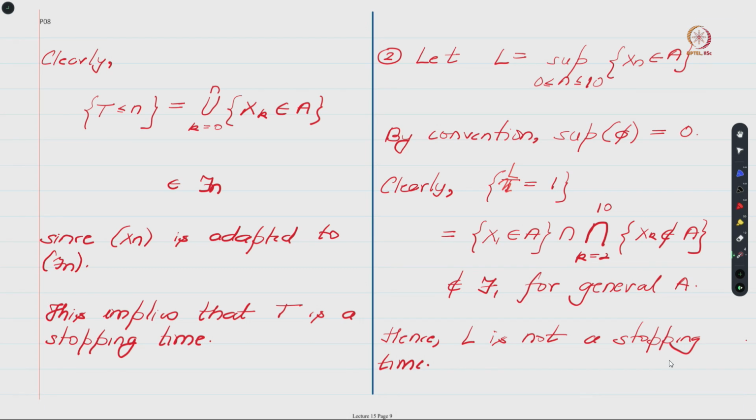So I hope after looking at these two examples you have some sense of what is a stopping time and what is not a stopping time. The loose summary is that T is a stopping time if, for the event T equals n, you can say whether it has occurred or not based only on the information that is available from time 0 to n.